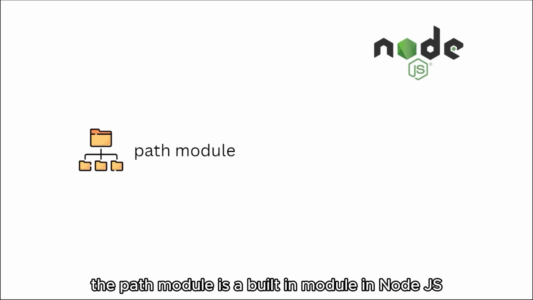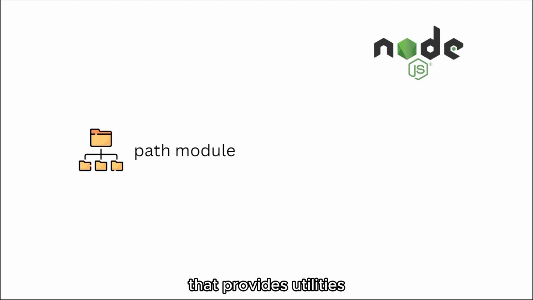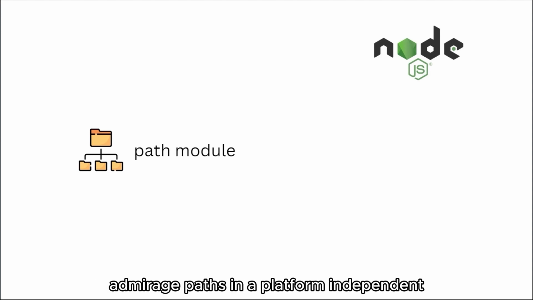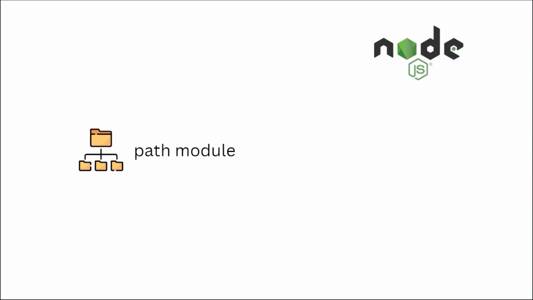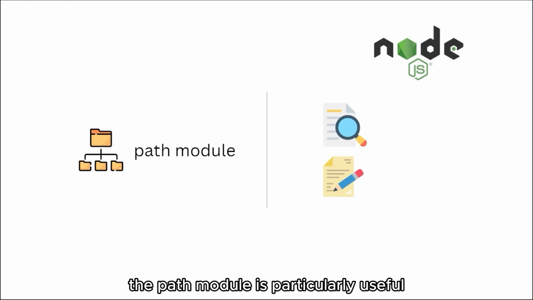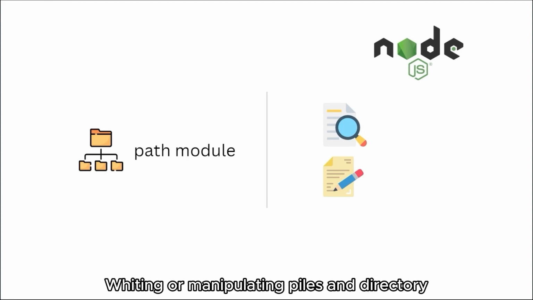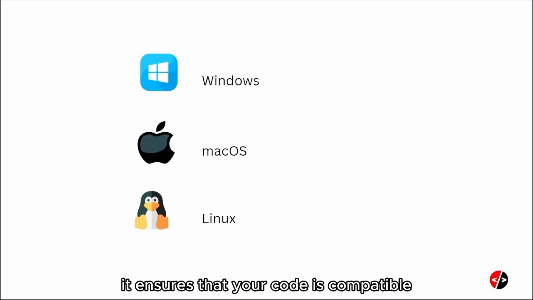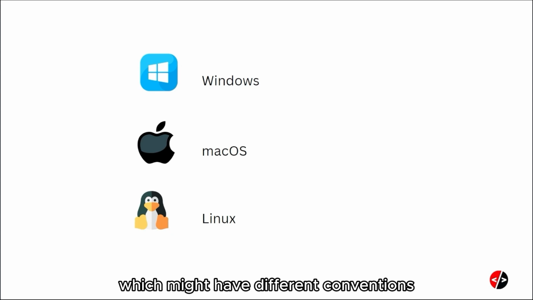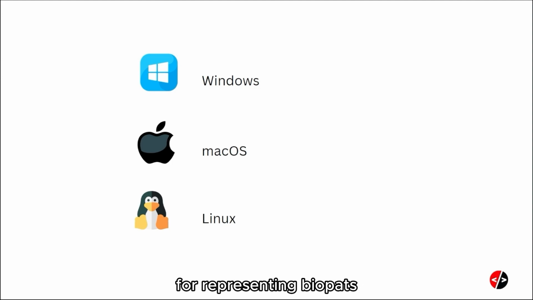The path module is a built-in module in Node.js that provides utilities for working with file and directory paths. It offers a set of functions that help you manipulate and manage paths in a platform-independent and consistent manner, regardless of the operating system you are working on. The path module is particularly useful when dealing with file operations such as reading, writing, or manipulating files and directories. It ensures that your code is compatible across different platforms such as Windows, macOS, and Linux, which might have different conventions for representing file paths.